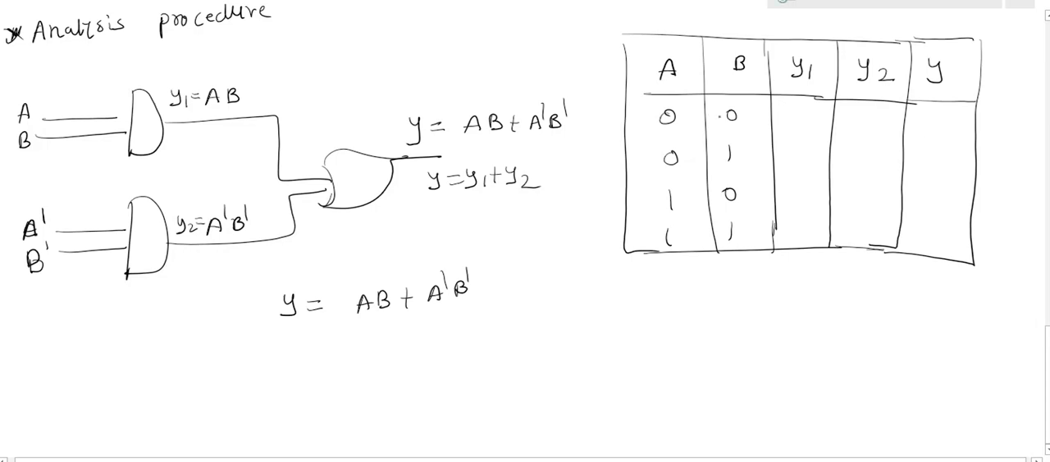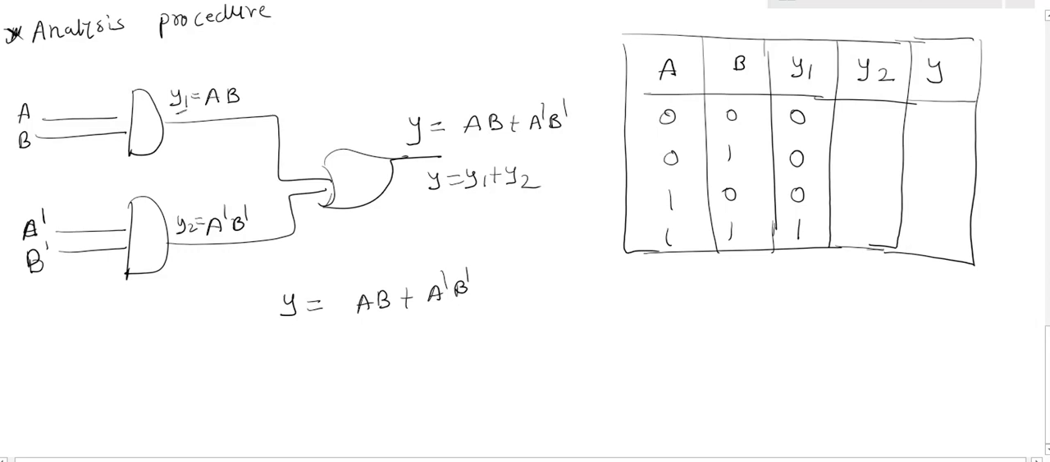Now when the input is 0, 0, what will be the output of Y1? Y1 is AB, so the multiplication of A B gives 0. When A is equal to 0, B is equal to 1, what will be the Y1? 0. Then 1, 0 gives 0. 1, 1 gives 1. Y1 is completed.